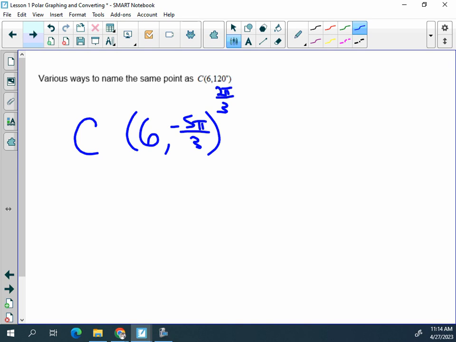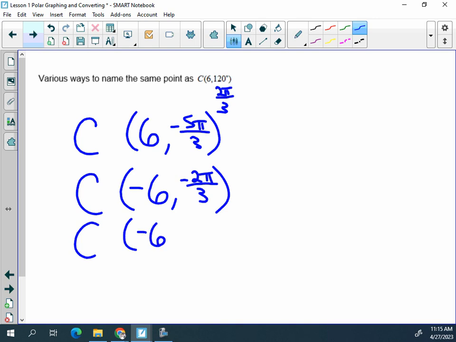So that's another way to write it. Another way we could write it is we could make the r negative, and our angle could be, say, negative 2 pi over 3. So if you go negative 2 pi over 3, but then you're going to have to reflect over, that will put you in the same location. Another way you could write it would be (-6, 5 pi over 3), which is the same location as negative 2 pi over 3. So there's some extra ways that you could write the same coordinate point.